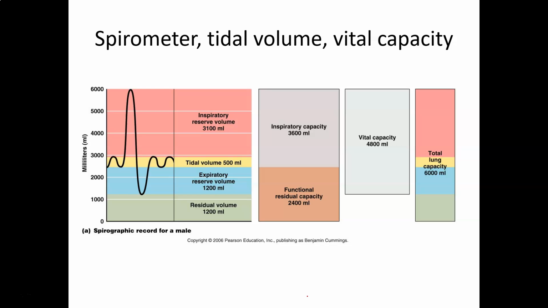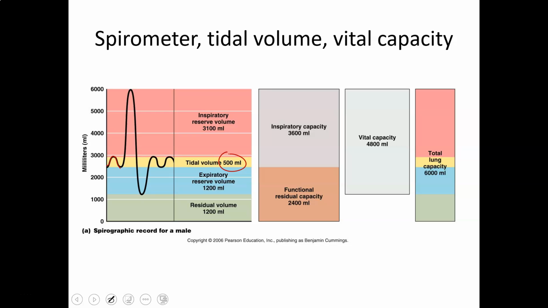One of the things that a spirometer can measure is something called tidal volume. And you can see that here in the yellow. Tidal volume is the normal amount of air you breathe in, followed by the normal amount of air that you breathe out. So this is one breath in and out. For the average person, that ends up being about 500 milliliters, which is half a liter of air. So when you're not thinking about it and you're just sitting there breathing, that's how much air you're moving.